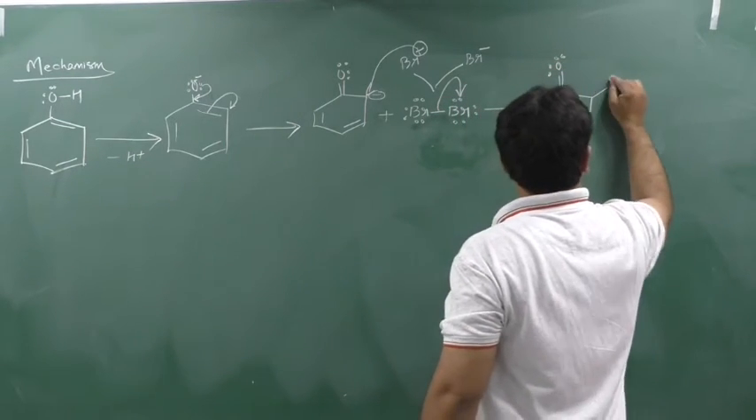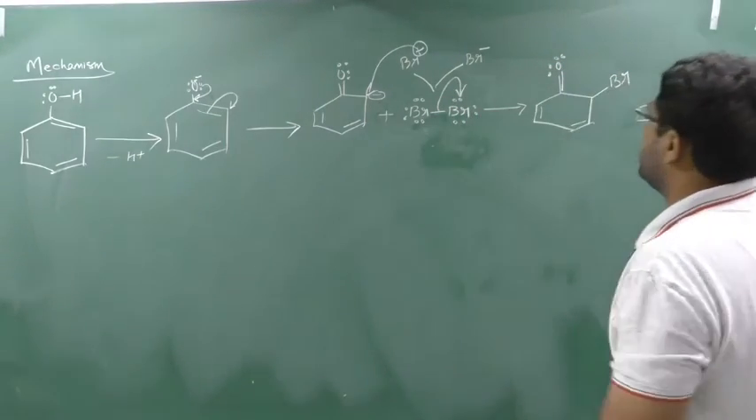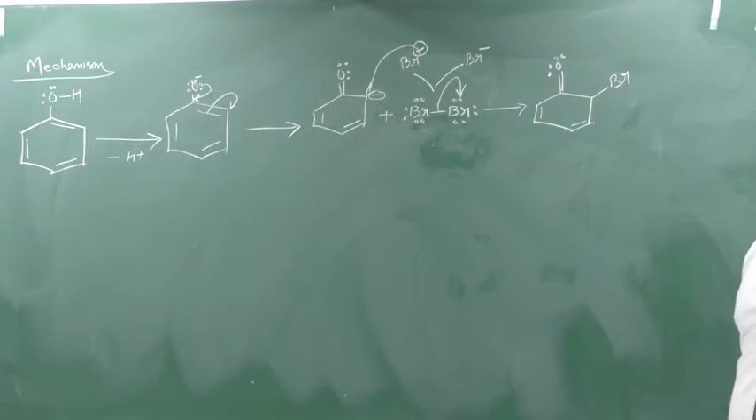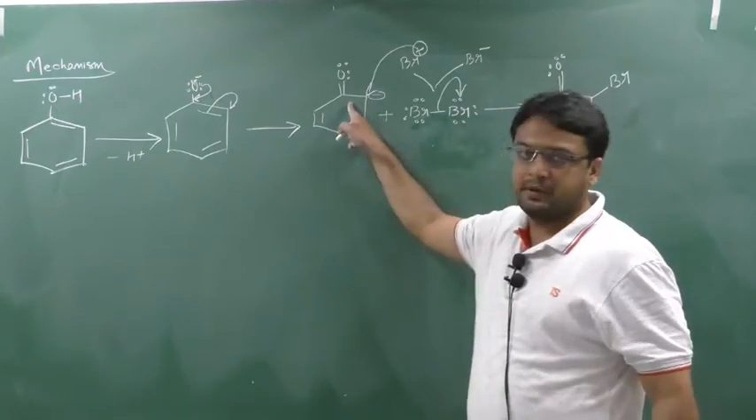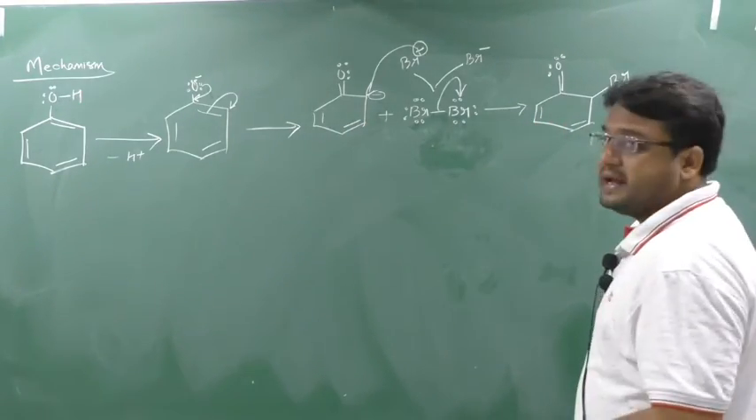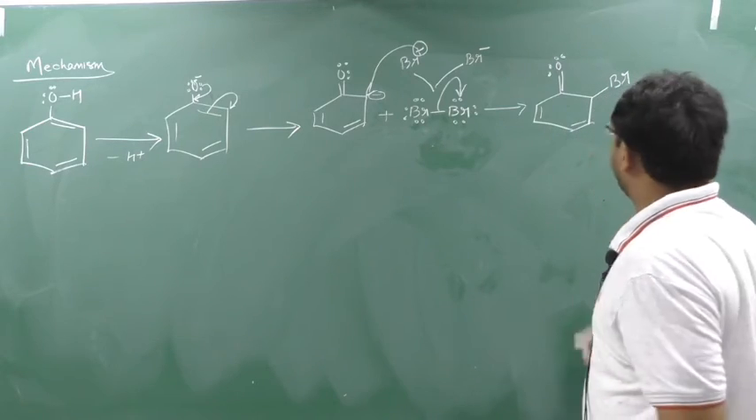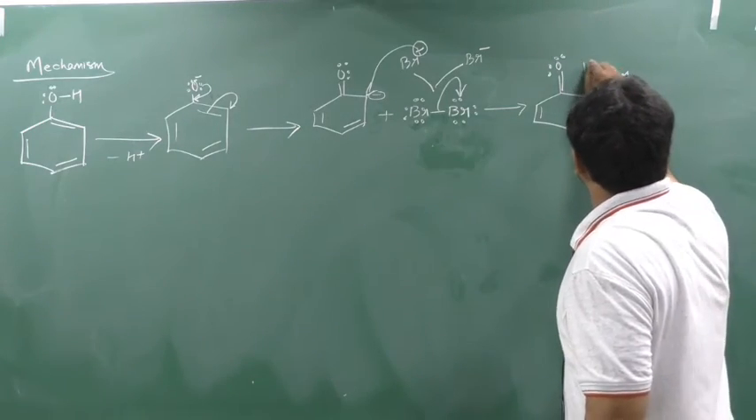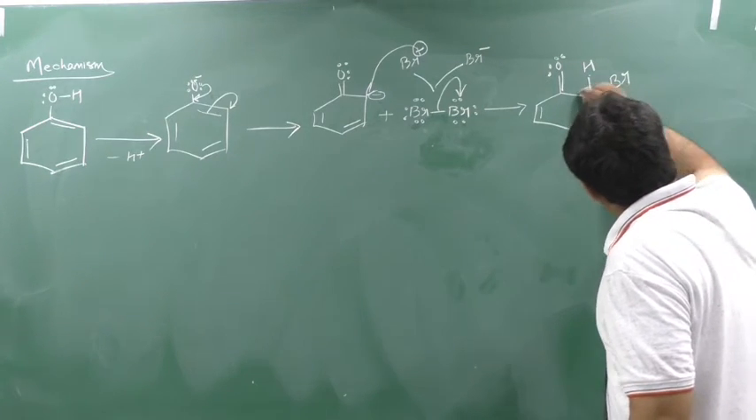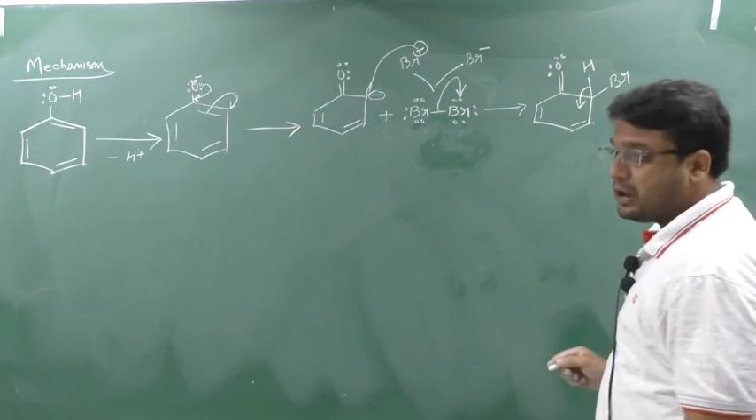Okay, so this Br will come here. Now here aromaticity has gone, yes or no? We know that aromaticity going is not possible because this bond is highly stable, so you have to gain back the aromaticity. Who will help to get the aromaticity back? This ortho-containing hydrogen. So this hydrogen bond will shift here to get the aromaticity back.